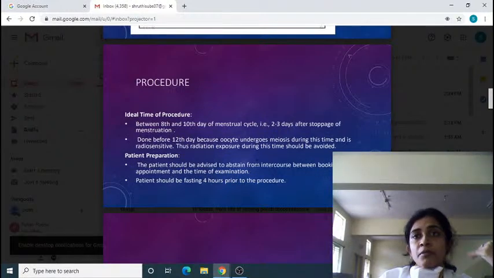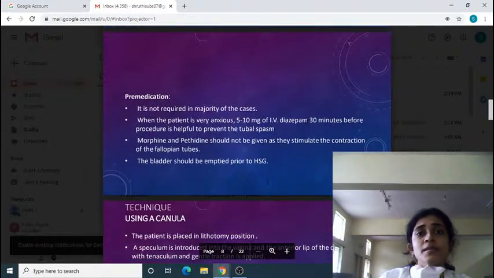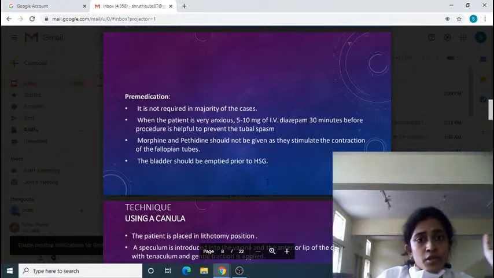Then what is the patient preparation which is needed for HSG? The patient should be advised to abstain from intercourse between the booking of the appointment and the time of the examination. The patient should be fasting for 4 hours prior to the procedure. Then what is the premedication which is needed for the patient? It is not required in the majority of cases.